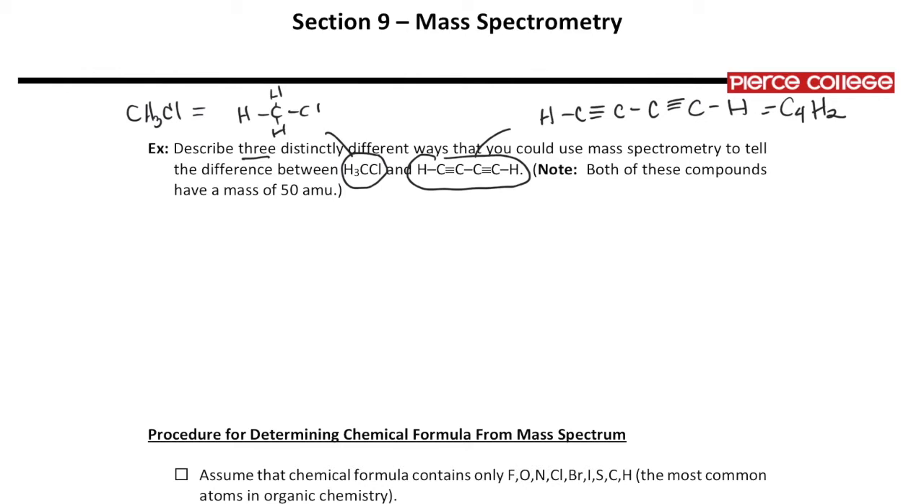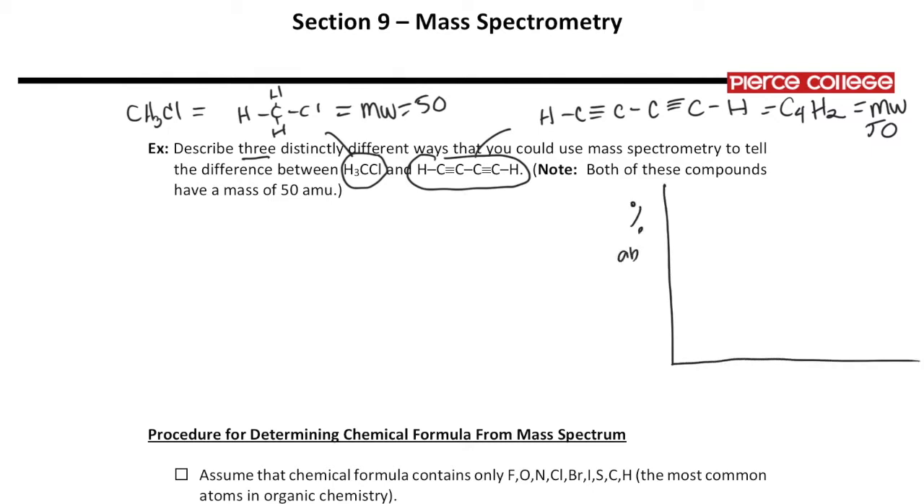CH3Cl. So once again, it has a mass of 50. C4H2 also has a mass of 50. So all that means in terms of its mass spec, remember we have a percent abundance and we have mass to charge ratio here, is that the M plus peak would be the same.